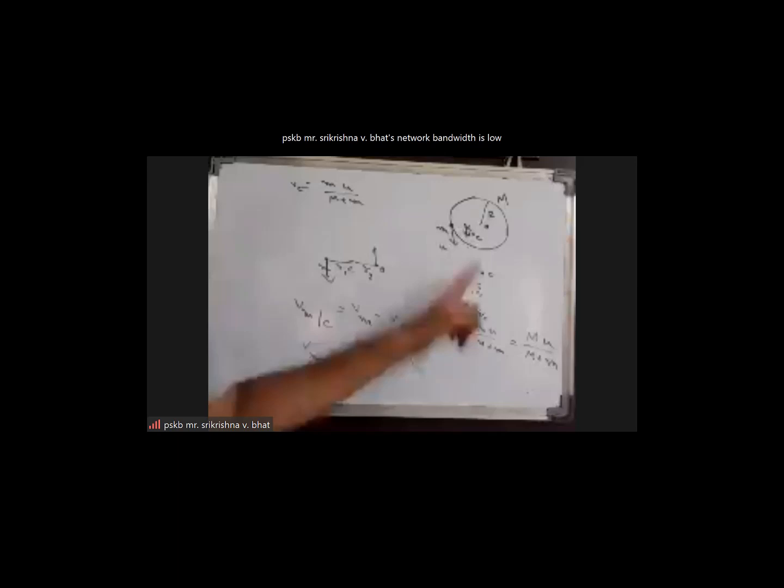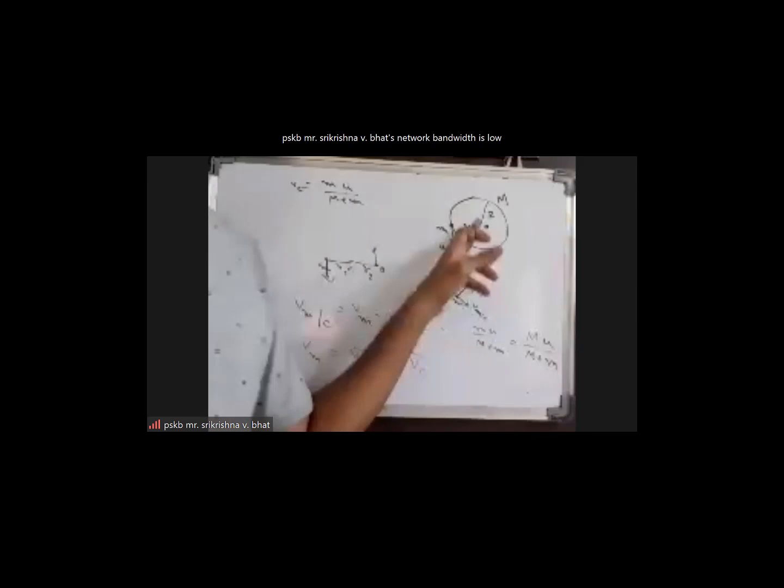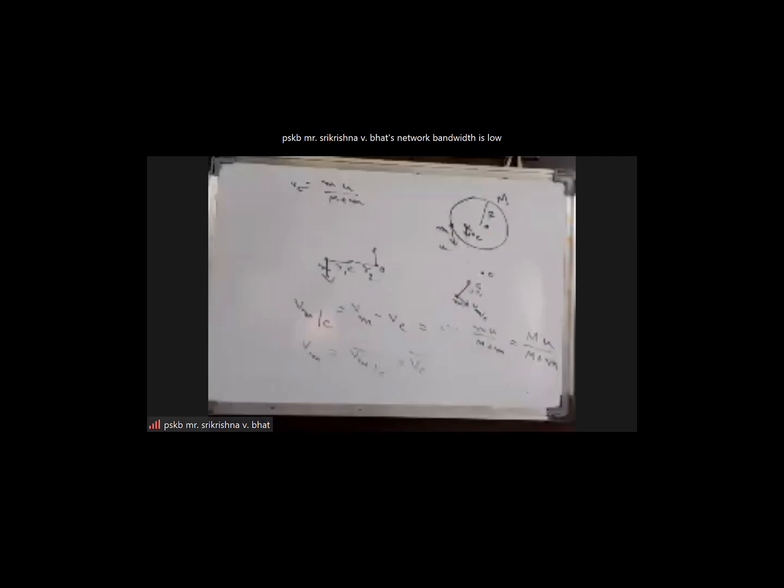So the only internal force which is acting. If you take any ring and give a particle some initial velocity in the ring, and if you keep the ring fixed, then the particle will continue to move in a circular path with constant speed only. Yes, sir, understood. So this situation can be considered similar to that.